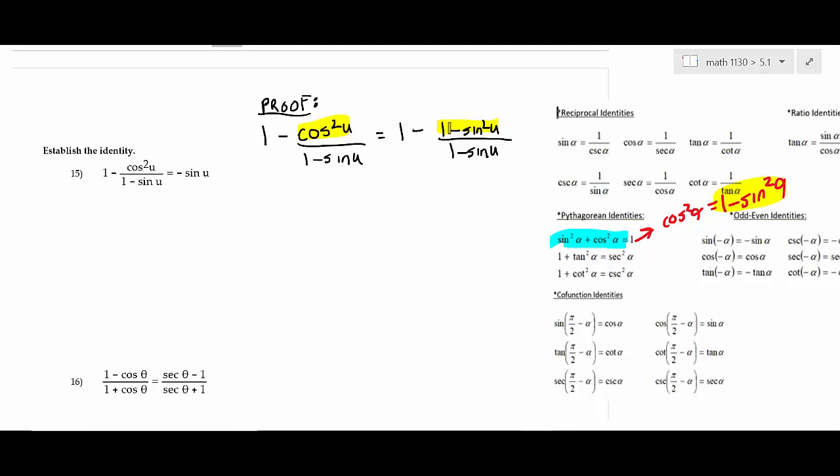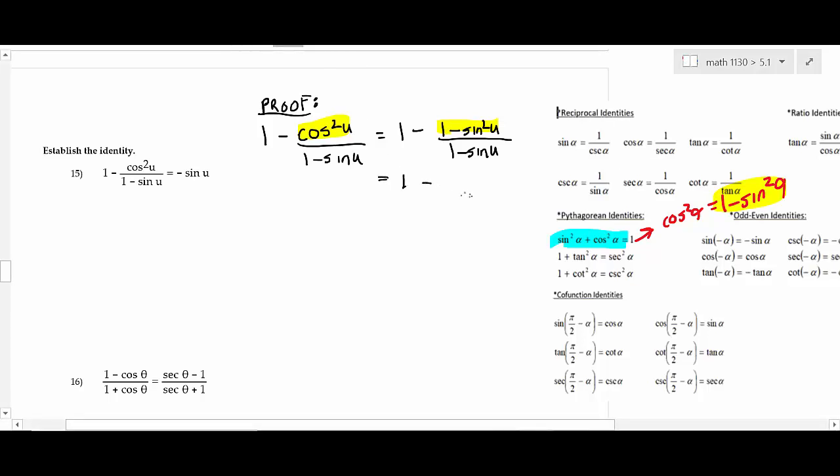How about this thing right here? 1 minus sine squared u. What if you have 1 minus x squared? Isn't 1 minus x squared a factoring problem? It's a difference of two squares, so you want to factor it. When the problems get a little bit more complicated, you're going to have to factor from time to time.